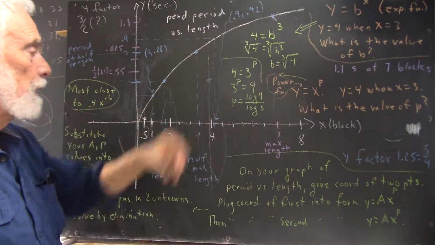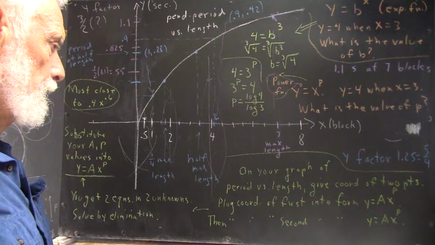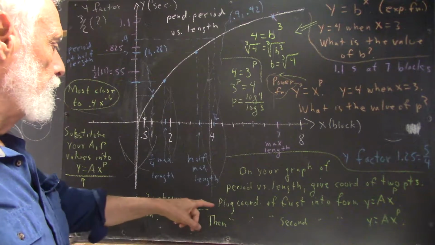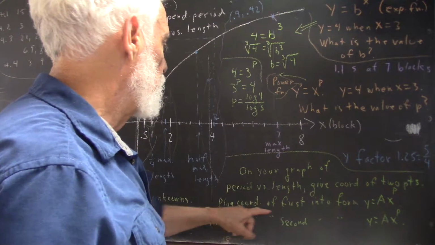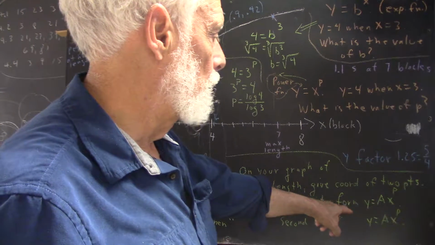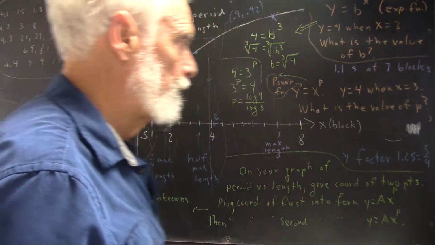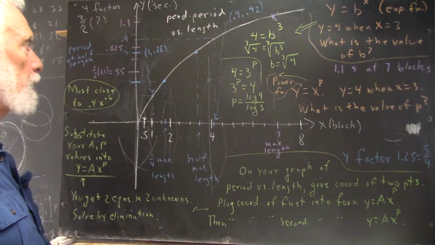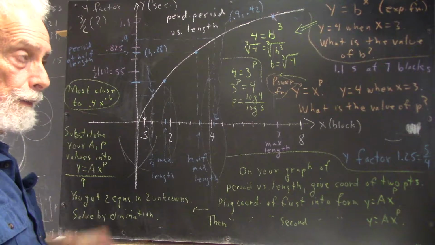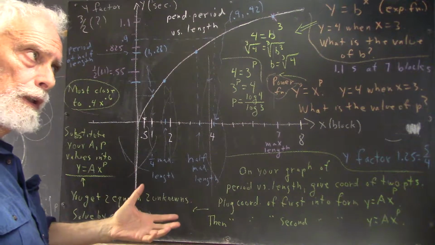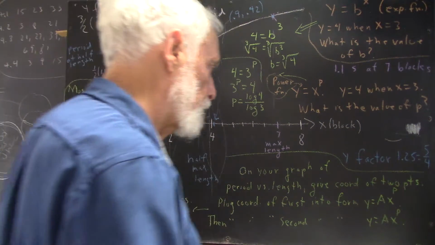But I'm going to go ahead and write some of these steps in. Okay, so first thing then, so we got the coordinates of 2 points. Plug the coordinates of the first point into the form y equals ax to the p. Now, you should do that before I write it down. First point, coordinates are 1, 0.28. Okay, so what do you get if you plug those in? Hopefully you paused and wrote it out.